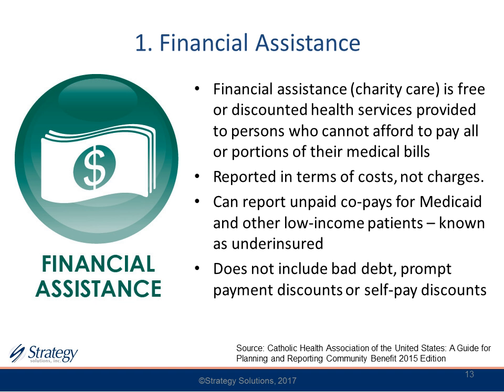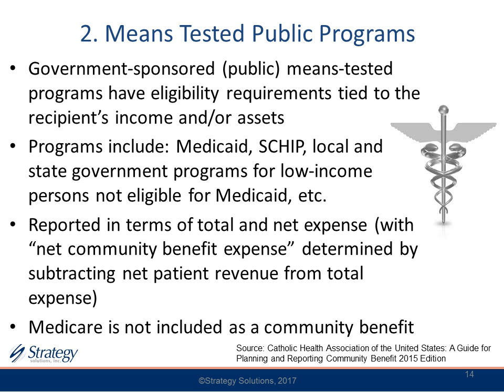So financial assistance, this includes all of your charity care, reported in cost, not charges. Most hospitals, because the finance department calculates this, this is a good number. It's pretty reliable. The second one is means-tested public programs. These are things like Medicaid shortfalls, local and state government programs for low-income people, again, calculated by the finance department, and usually it's a pretty good number that's reported.